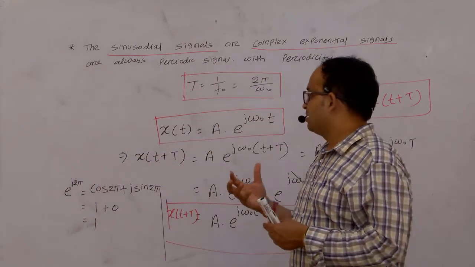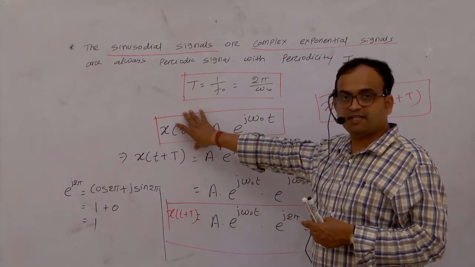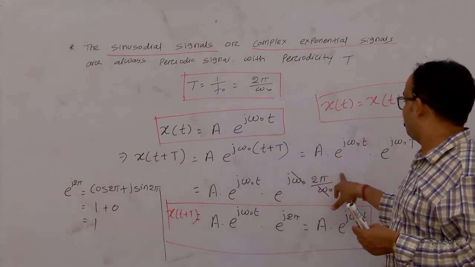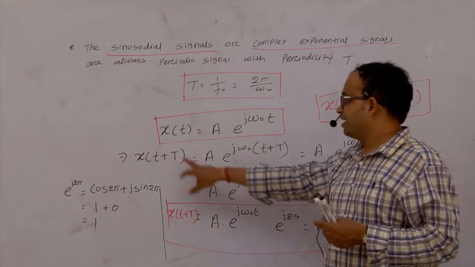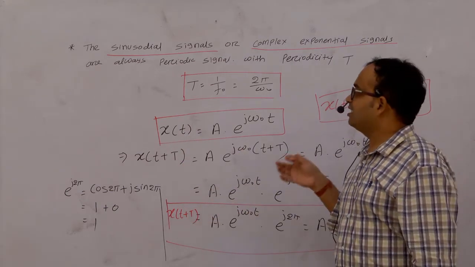How to prove a complex exponential signal is a periodic signal? The proof can be done like this. First take the value of x of t, then x of t plus T. After that, just replace the capital T by 2 pi by omega 0, so that we get x of t equal to x of t plus T. So that we can tell that the signal is a periodic signal.